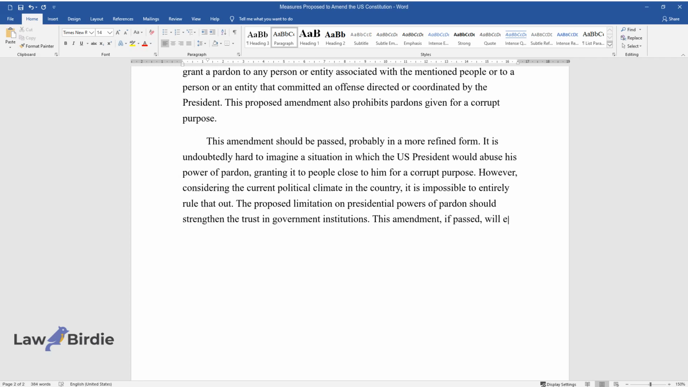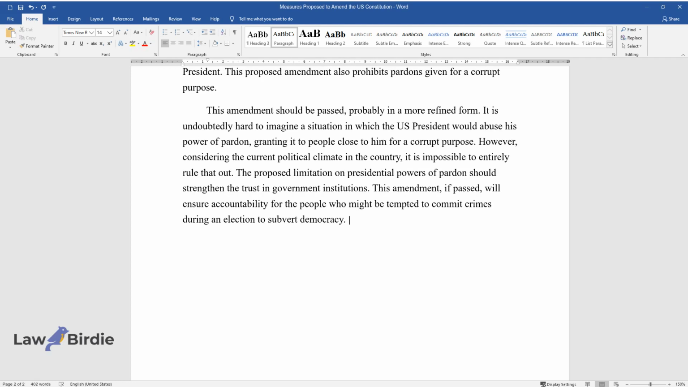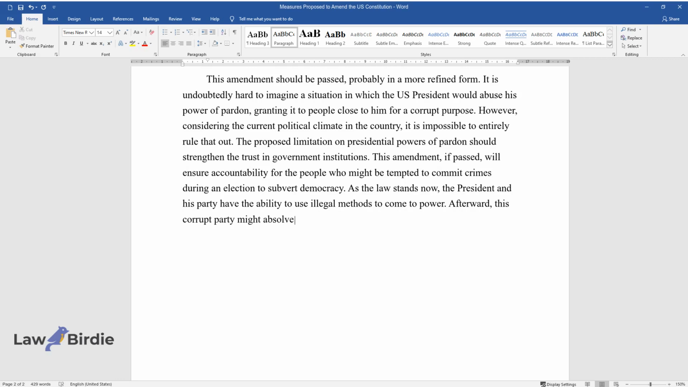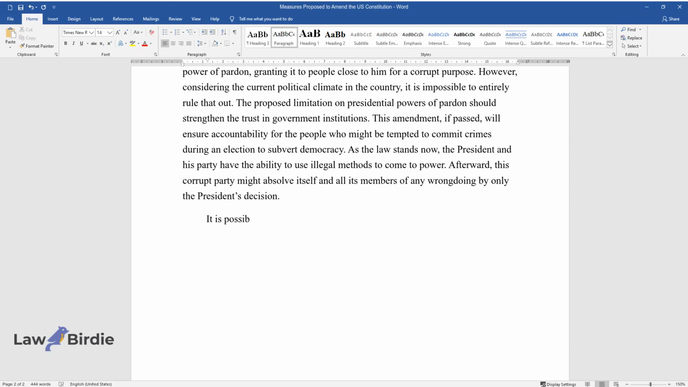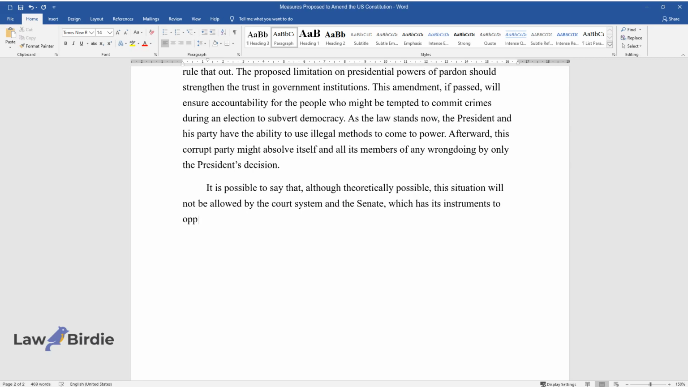This amendment, if passed, will ensure accountability for the people who might be tempted to commit crimes during an election to subvert democracy. As the law stands now, the President and his party have the ability to use illegal methods to come to power. Afterward, this corrupt party might absolve itself and all its members of any wrongdoing by only the President's decision. It is possible to say that, although theoretically possible, this situation will not be allowed by the court system and the Senate, which has its instruments to oppose the President.